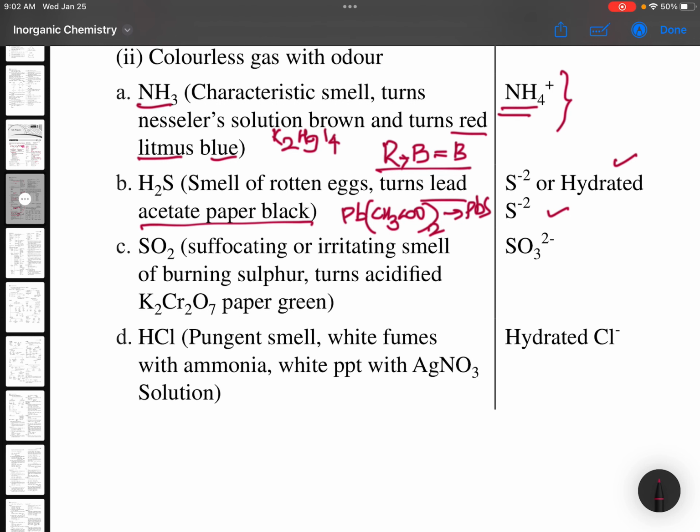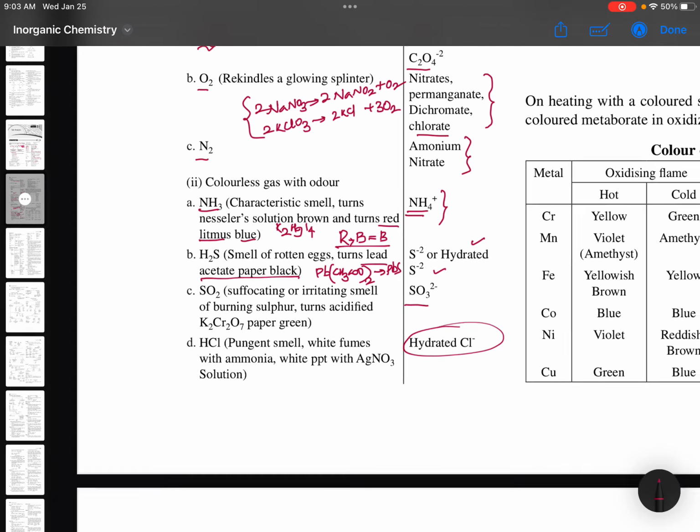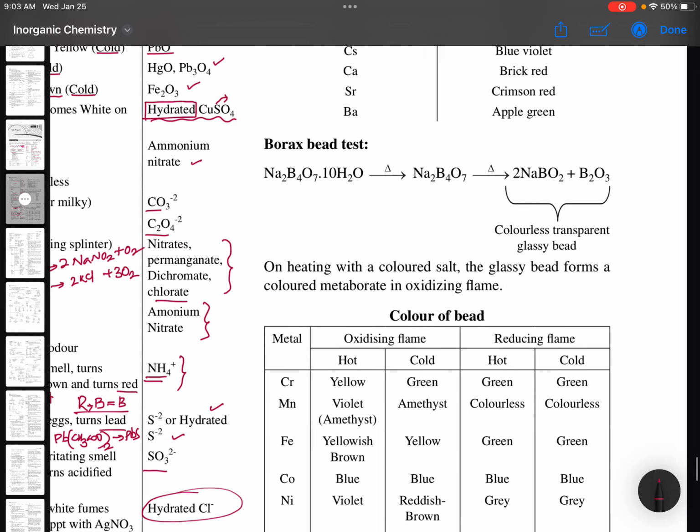SO2: suffocating or irritating smell of burning sulfur, turns acidified K2Cr2O7 paper green; that is sulfite. HCl: pungent smell, white fumes with ammonia, white precipitate with silver nitrate; hydrated chloride.